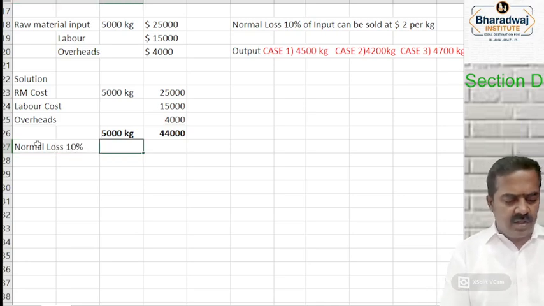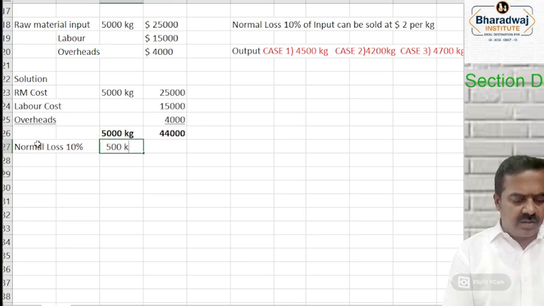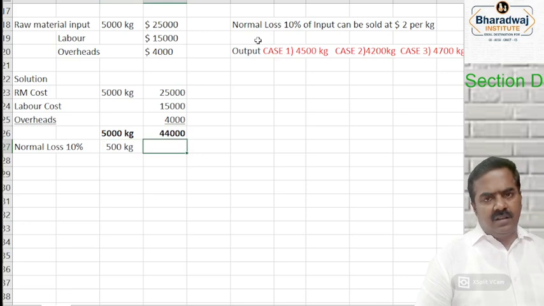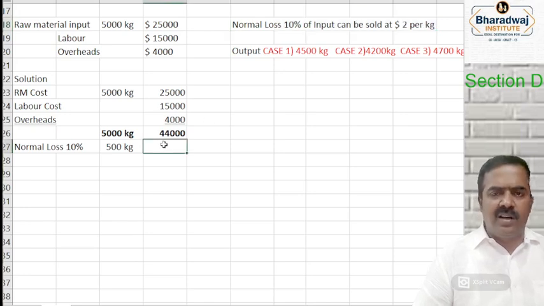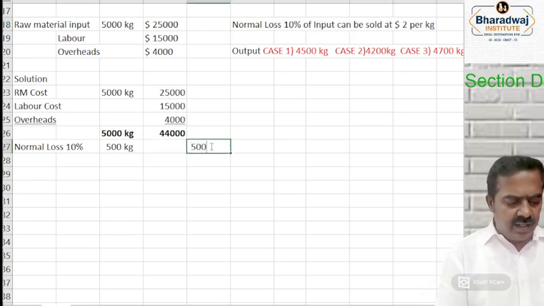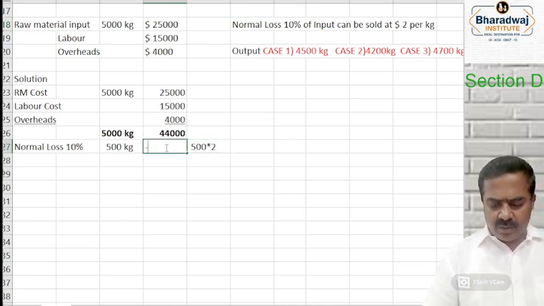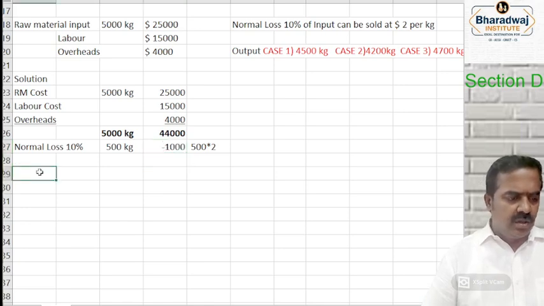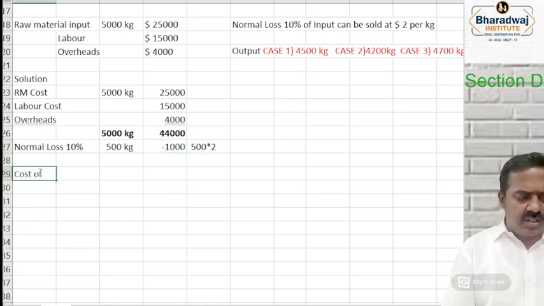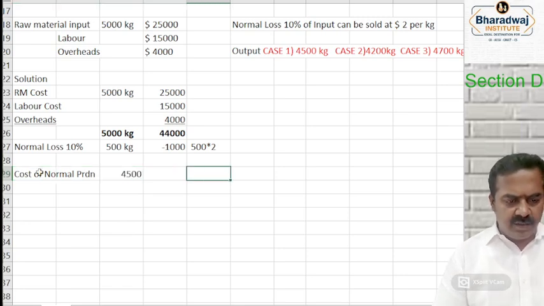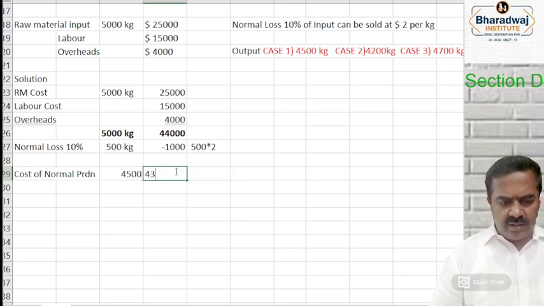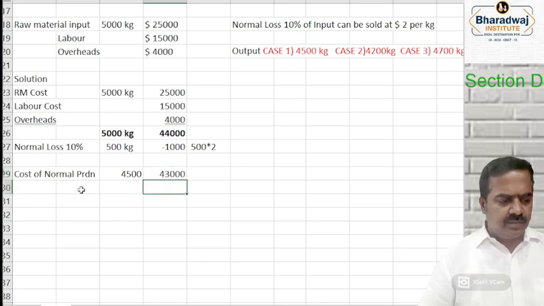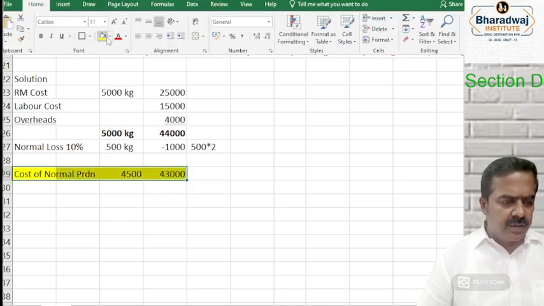10% in processing means there will be 500 kg of normal loss. Normal loss is normally not valued, but if there is a scrap rate, we can value the normal loss at the scrap rate. It will be 500 kg into $2, which is $1,000. So this is the cost of normal production. That means 4,500 kg. What is the cost? $43,000 is the cost of normal production.